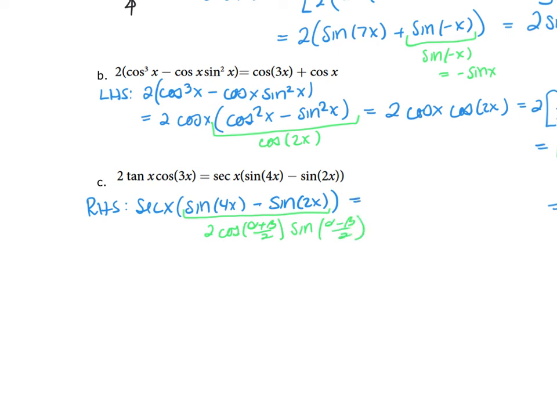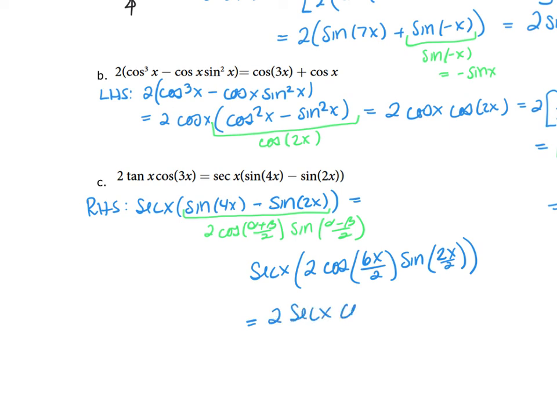So this is going to give me the secant of x, and then inside I'm going to have 2, the cosine. I'm going to add those two angles, so I get 6x over 2. And then I'm going to get the sine. I'm going to subtract those two angles, so 2x over 2. So this is going to be equal to, the 2 is going to come out front, the secant of x, the cosine of 3x, and the sine of x.